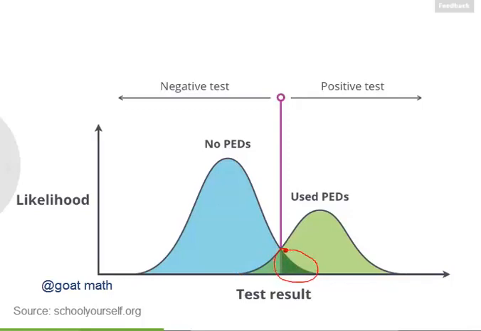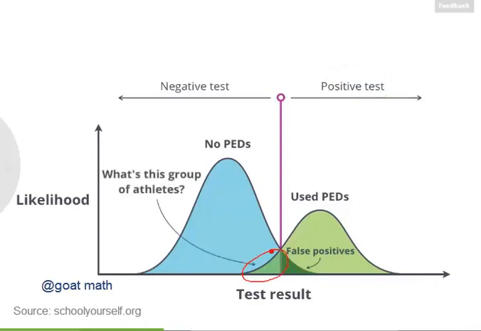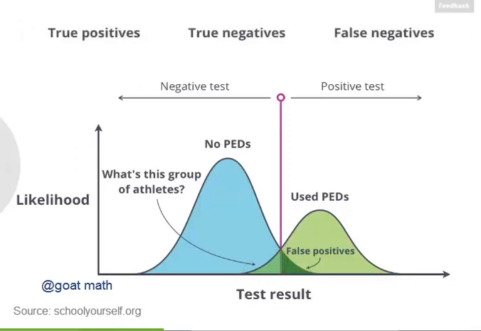Consider this group over here, who did not use PEDs, but whose test results are considered positive. These are false positives, because they incorrectly tested positive. And what about this group over here? Are they true positives, true negatives, or false negatives?